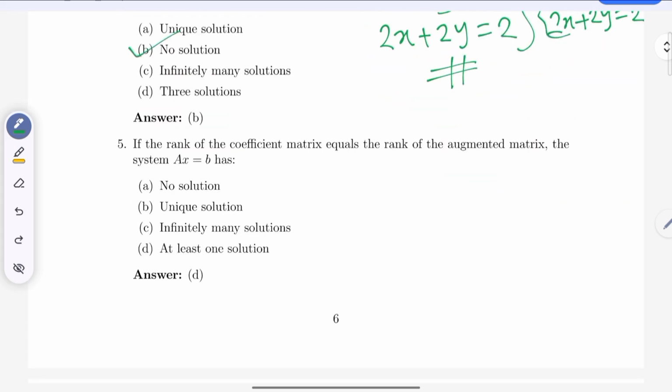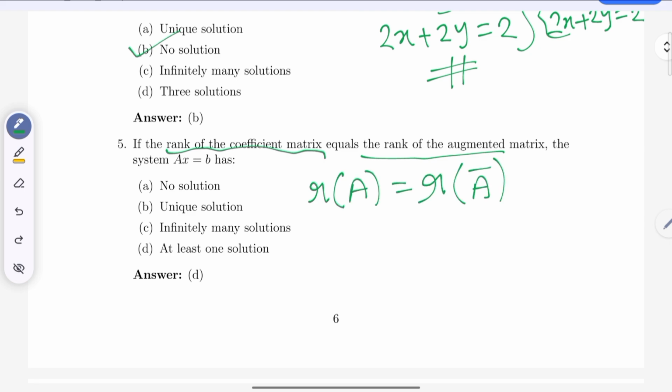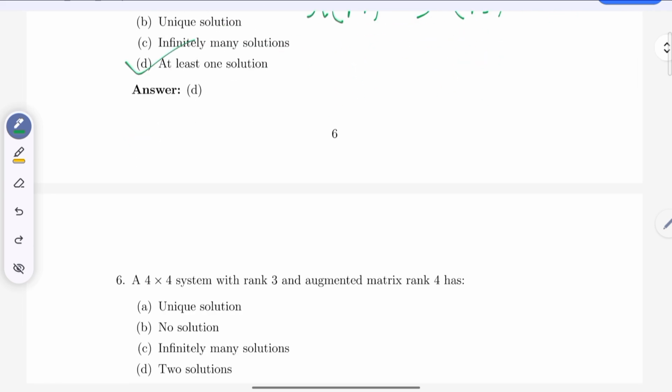Next question, if rank of the coefficient matrix equals rank of the augmented matrix, we know that the system is consistent. So rank of A equal to rank of the augmented matrix, so at least one solution will be there.